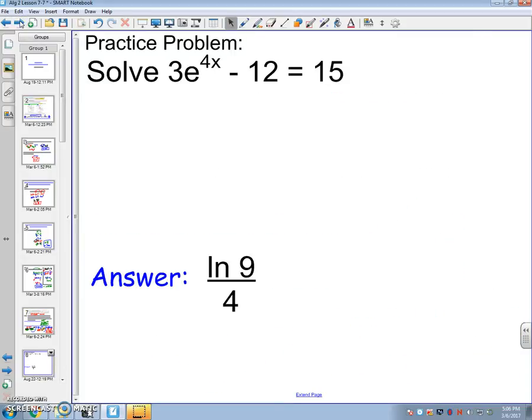All right, here's your practice problem. Solve for e. That should be the exact answer, ln of 9 over 4. You shouldn't need a calculator for that, but if you want the decimal, then you use a calculator. If you can do that, you should be fine for class.